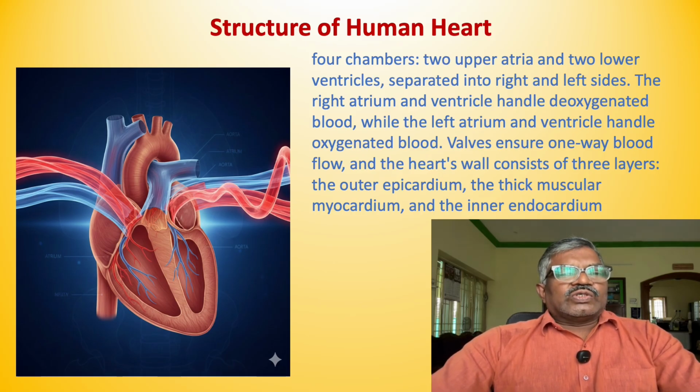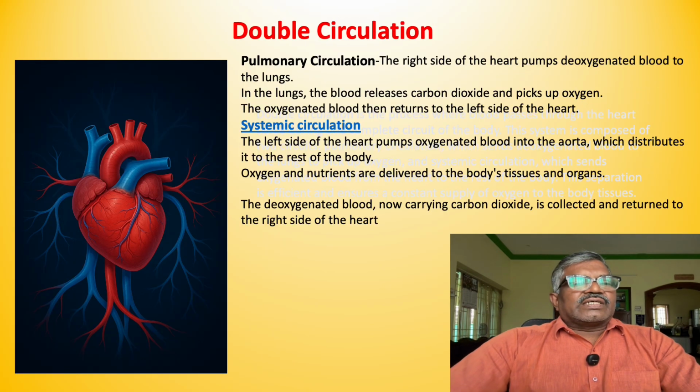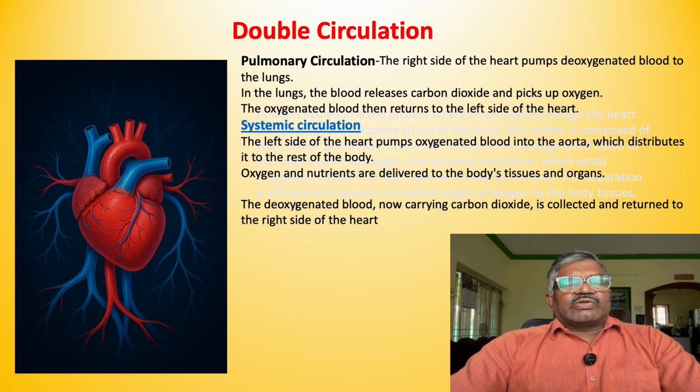Okay, so students, this is the basic structure. There is a left hand side and a right hand side. Left hand side one atrium and one ventricle, and right hand side one atrium and one ventricle. And here, we will discuss about the function. The main function of the heart is known as double circulation, because blood will enter the heart twice. So that is known as double circulation.